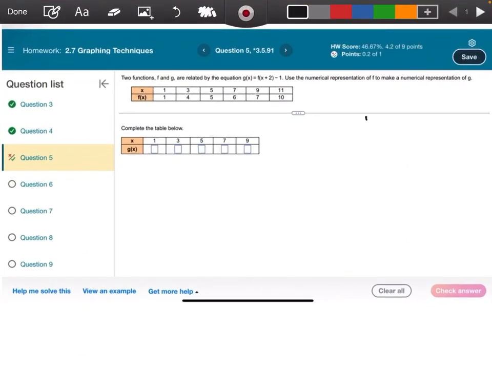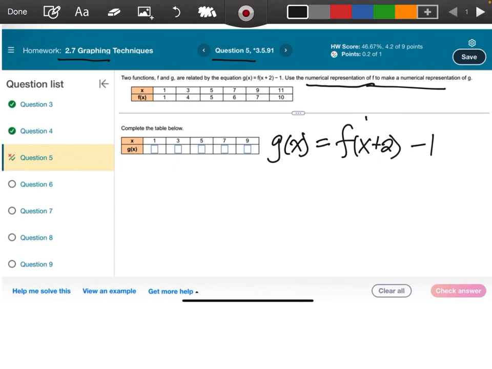All right, y'all. So this is a homework question out of 2.7. This is question number 5. And it says two functions f and g are related by the equation. I'm going to write this down again. It tells me that g of x is equal to f of x plus 2 minus 1. And it says use the numerical representation of f to make one of g.